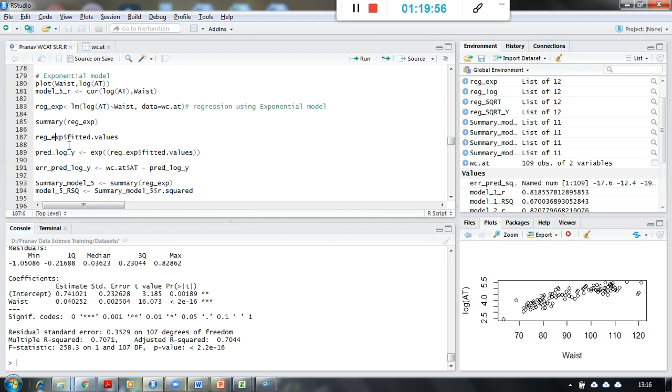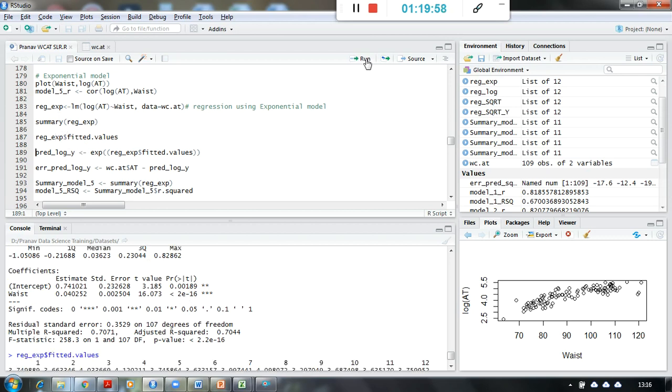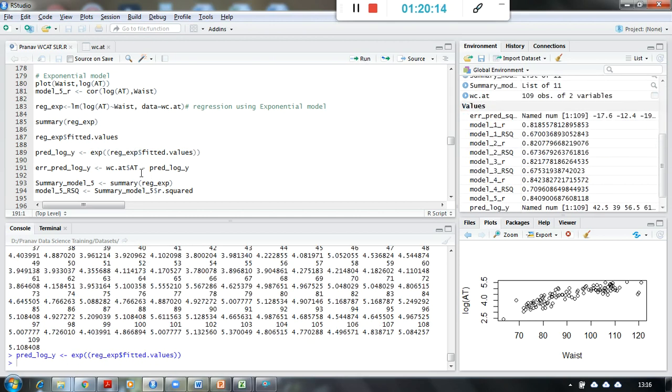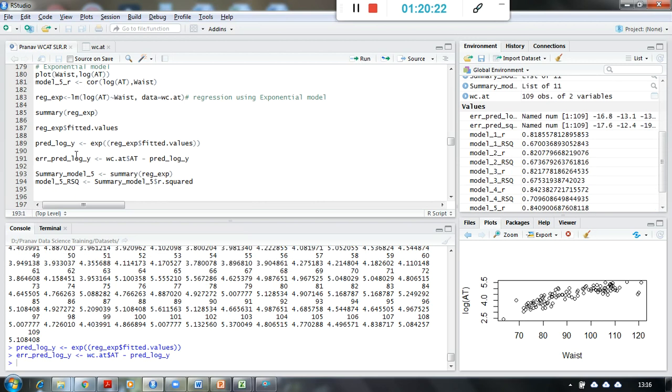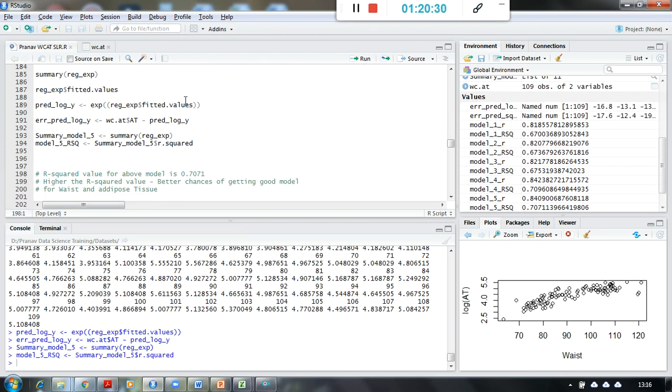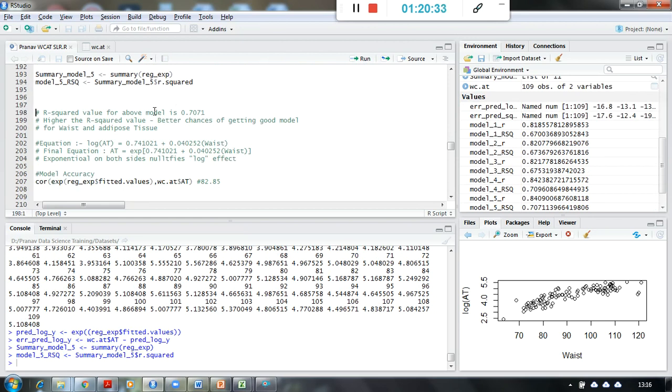All right, so this model is also giving me good results, but then again the same problem over here. These are not the AT values, right? These are not the fitted AT values. I have to back transform them. So what I'm doing over here is taking the exponential of the fitted values of the model, and storing those values. So these are my actual predicted values and these are my original values. The difference between them is going to be my error. And now I'm going to store the R square for this model as well, right? So this is the exponential model we have tried.